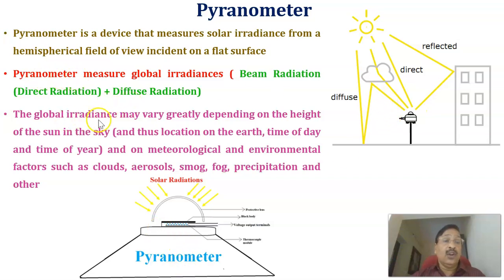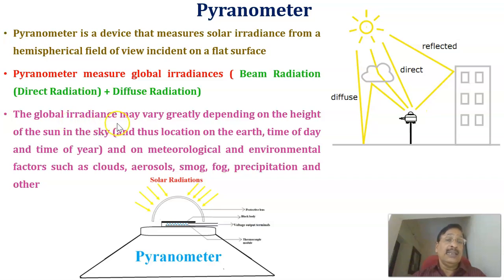And here the global irradiance may vary greatly depending upon the height of the sun in the sky and thus location of the earth, time of the day, time of the year, and on meteorological and environmental factors such as cloud, aerosols, smog, fog, precipitation, and others. All these factors will be affecting the global irradiance.